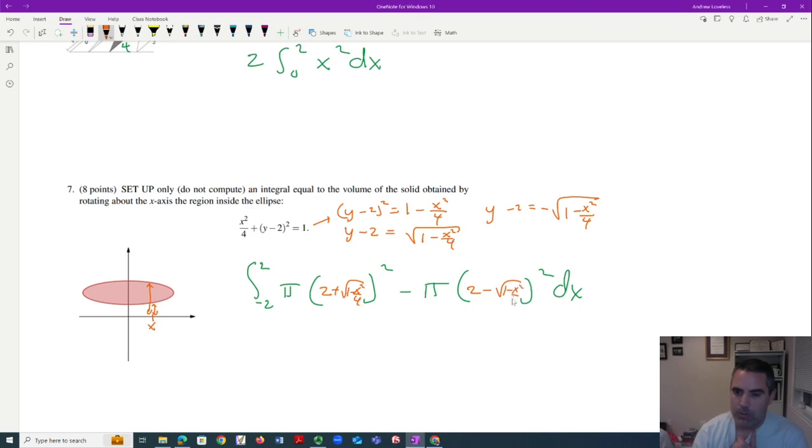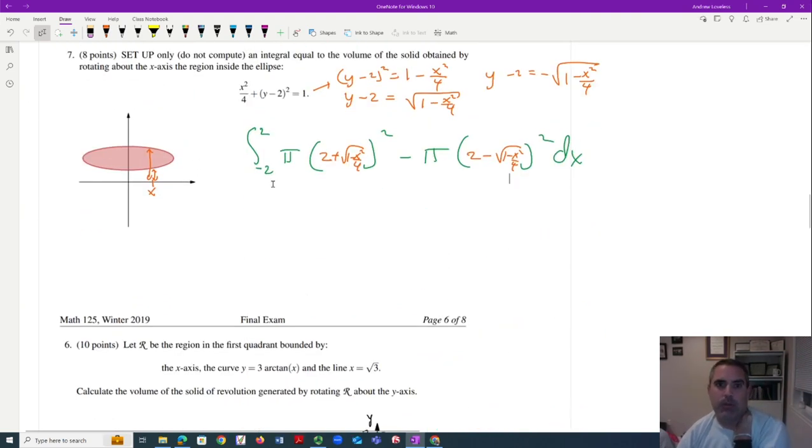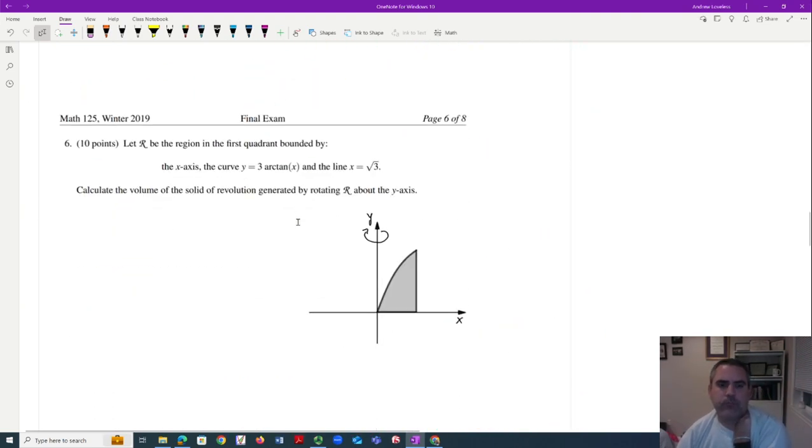So these questions were both semi-straightforward, but they looked different. So students probably were worried about them. But I would argue that those were shorter. What do we have here? Let this be the region of the first quadrant bounded by this. It's an unusual function, arctangent, and this line square root of 3. Calculate the volume rotating around the y-axis.